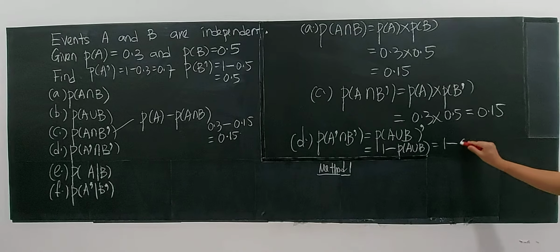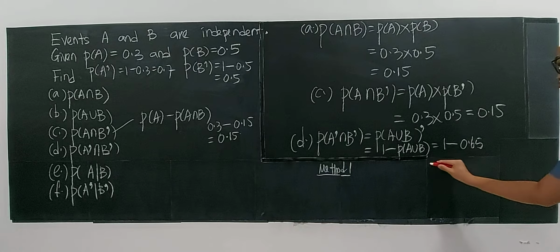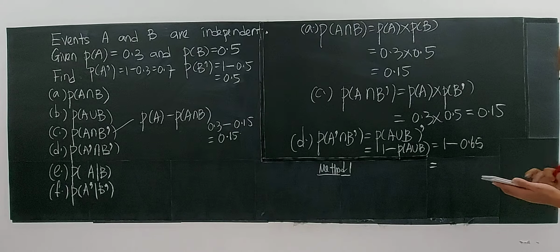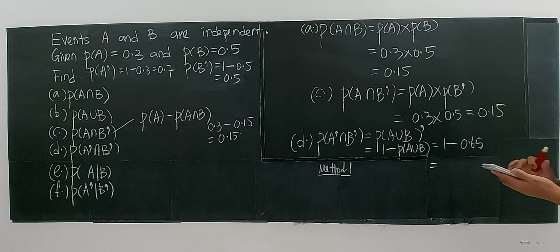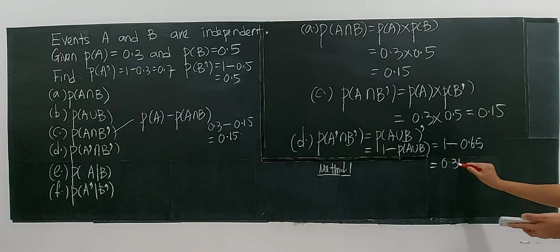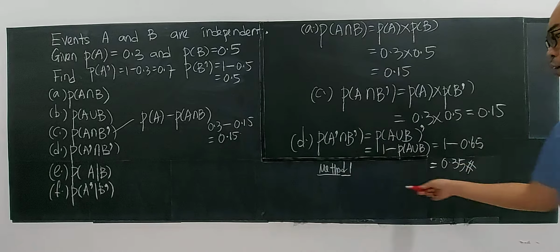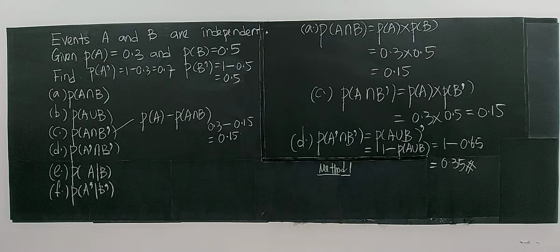0.65, right? 0.65, from the result of part B just now. 1 minus 0.65, you get 0.35, and this is your answer, right? This is your answer.